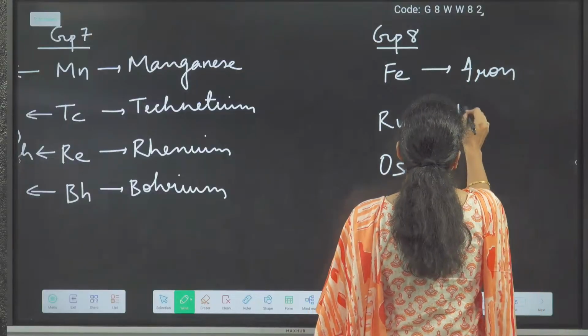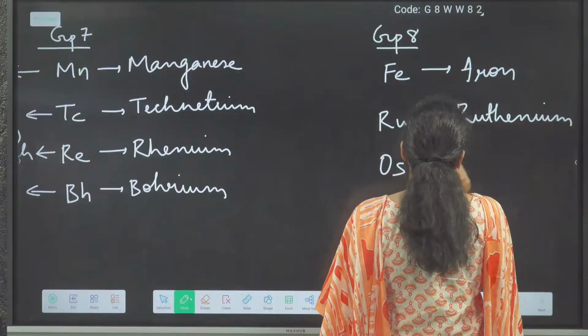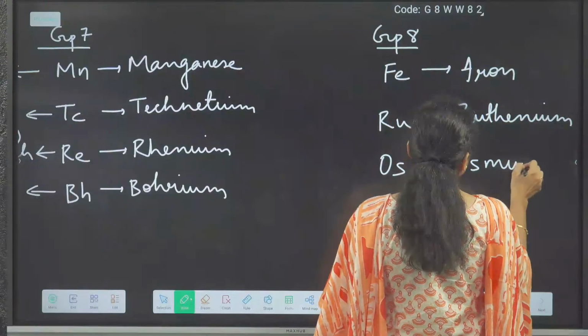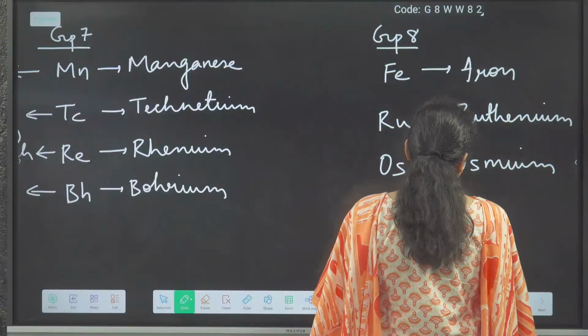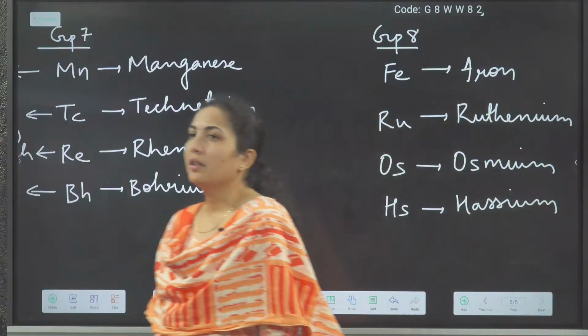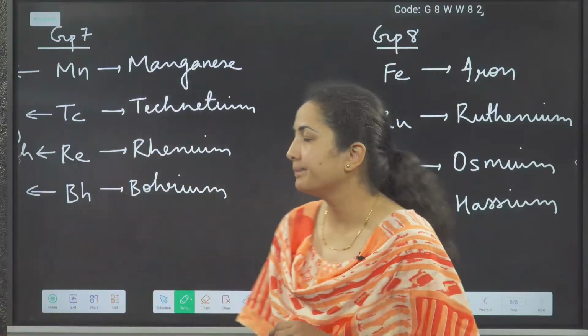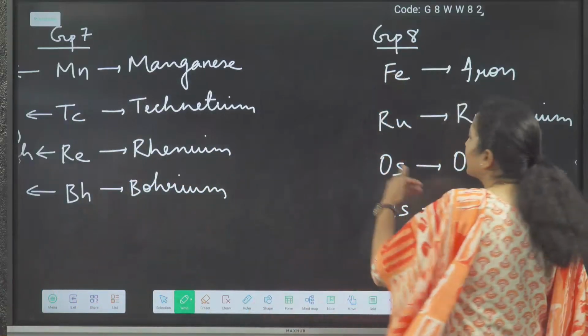Iron, ruthenium, osmium. Then you have here hassium. Right? Hassium is again based upon the name of a city in Germany. Now, how would you remember this?